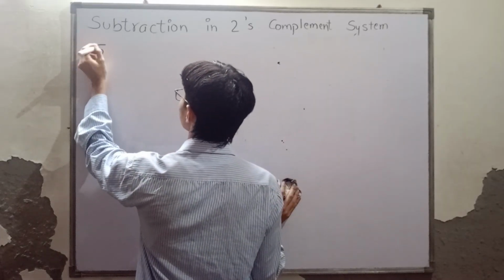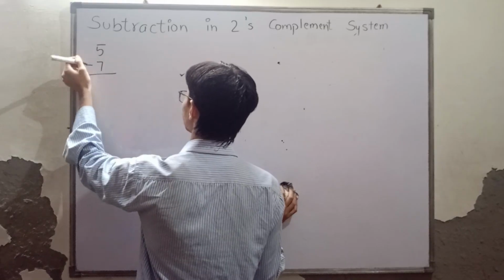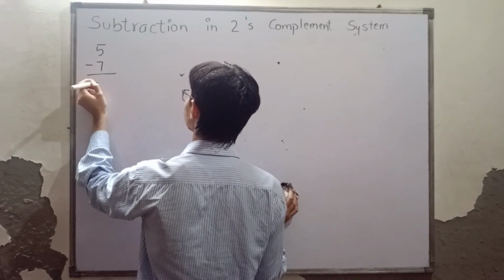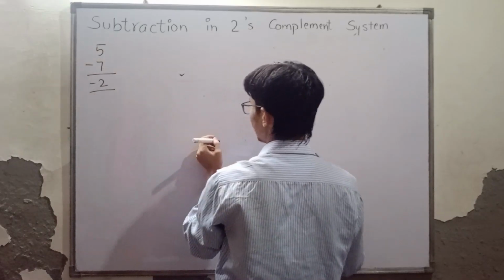So 5 plus minus 7 in 2's complement we have to solve. So what the answer must be? Minus 2. Okay, let's solve this. First of all, how do you represent 5? I write this.